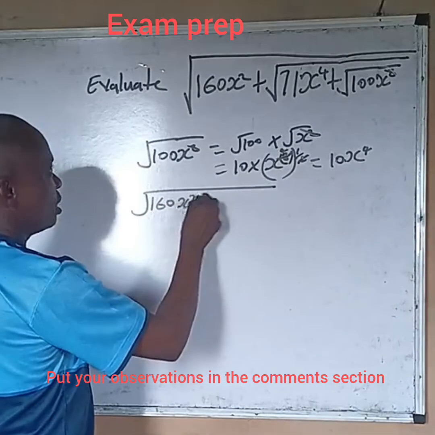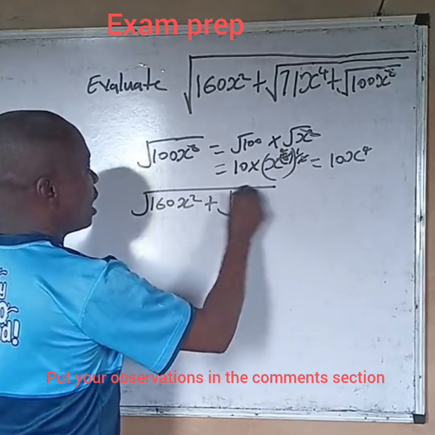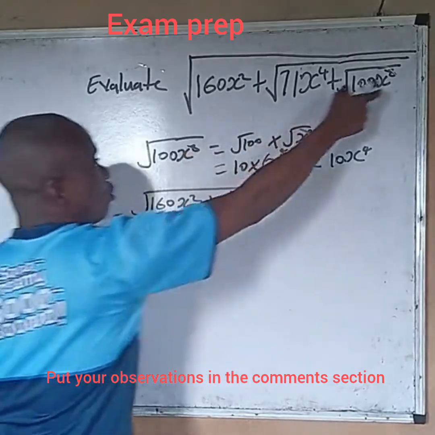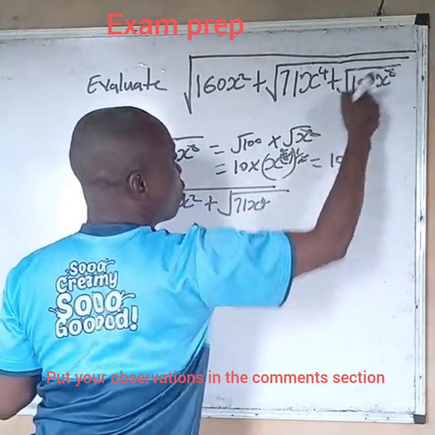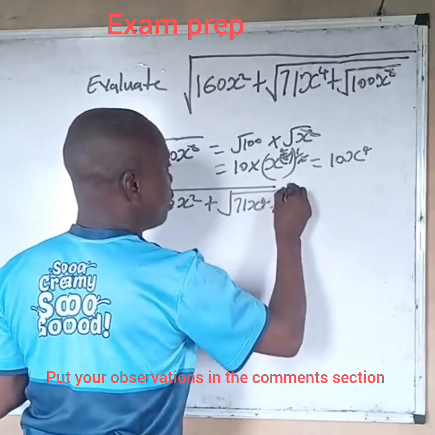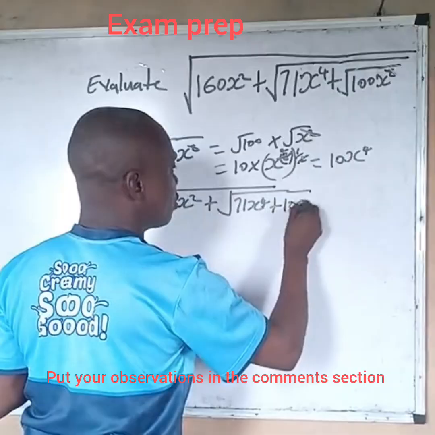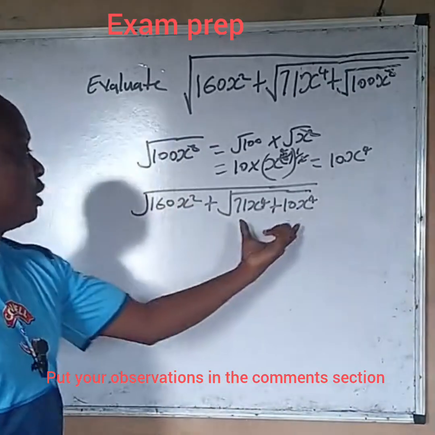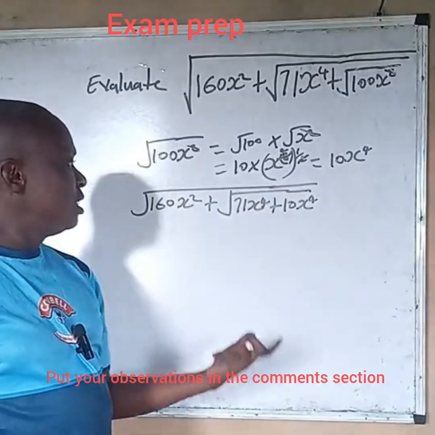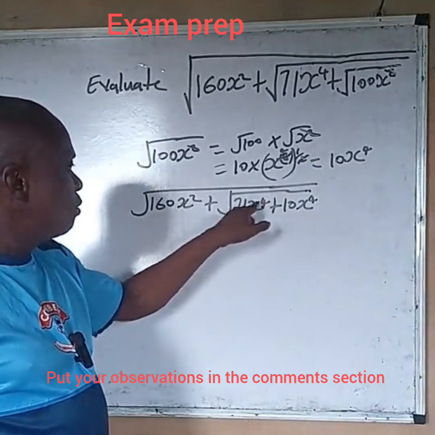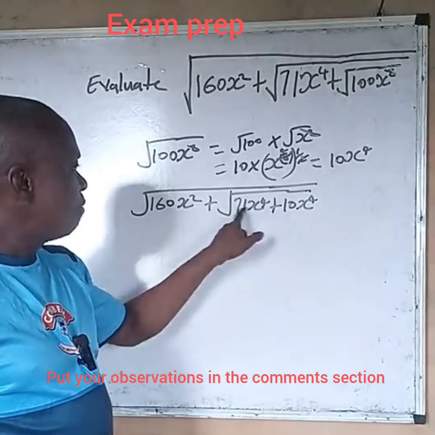160x squared plus now you are having 71x raised to the power 4. You have removed the square root from this one. When you remove the square root, what you are now having is this. So this is what you will now put here, plus 10x raised to the power 4. That is what you will now have. These two are inside the square root now, and incidentally, they have the same power of x.